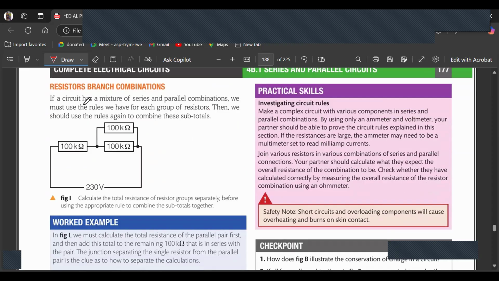So, if a circuit has a mix of series and parallel combinations, we must use the rules that we have for each group of resistors. Then we should use the rules again to combine the subtotals.